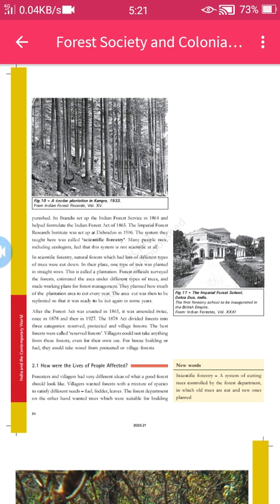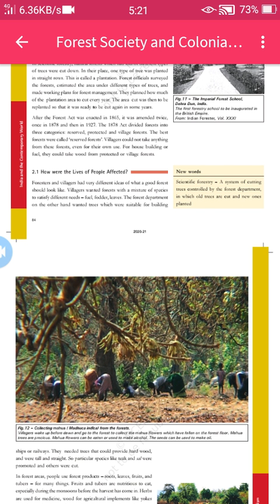The next one is: how were the lives of the people affected? In continuation of that, where scientific forestry was made, how is it connected to the lives of the people living in the forest? It was very difficult in some places where the forest vanished. The forest and villages have a close relationship because villagers make maximum use of forestry products.